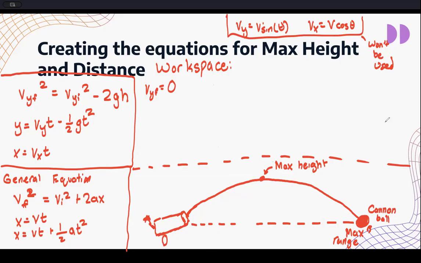That's a very important step in solving. We only need 1 point in time, because the max height happens at one instance in time, and that's what we're solving for.